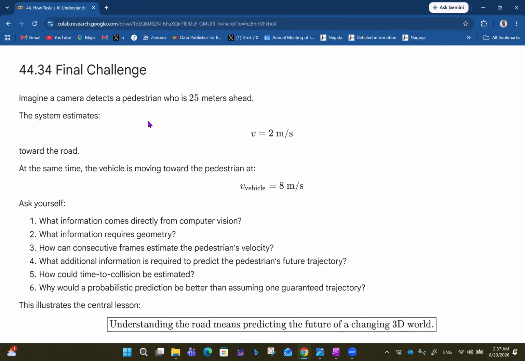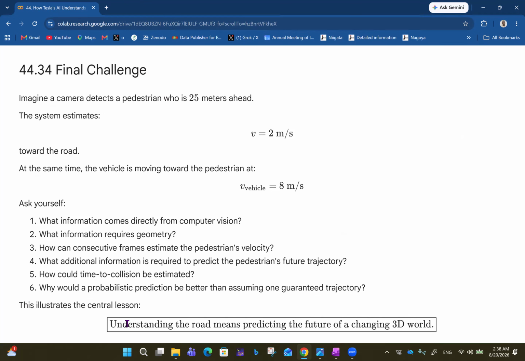Imagine a camera detects a pedestrian who is 25 meters ahead. The system estimates the velocity to be 2 meters per second toward the road. At the same time, the vehicle is moving toward the pedestrian at 8 meters per second. So ask yourself, what information comes directly from computer vision? What information requires geometry? How can consecutive frames estimate the pedestrian's velocity? What additional information is required to predict the pedestrian's future trajectory? How could time to collision be estimated? Why would a probabilistic prediction be better than assuming one guaranteed trajectory?